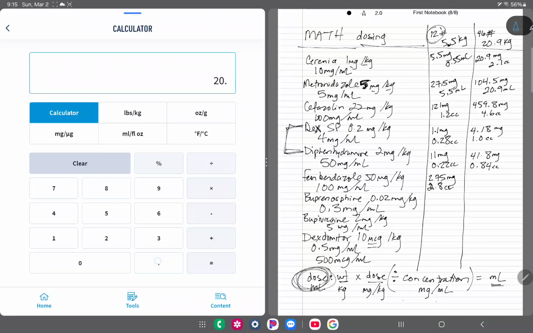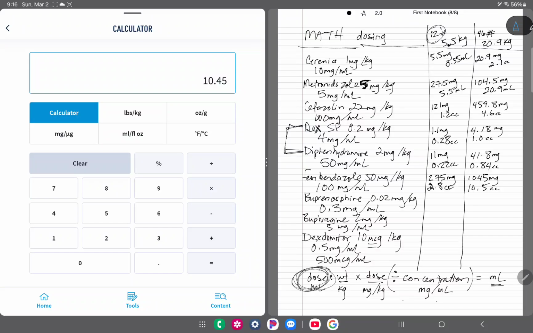The dog is going to be 20.9 times dose, which is 50. And that is 1,045 mg. This would be really mean if some doctor did this to you and said, we're going to make this dog take this much, but if you divide it by 100, the concentration, you get 10.5 cc's. That is a lot of fenbendazole to have to eat. But he might have to do it.